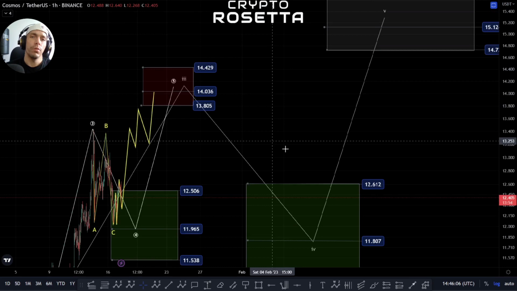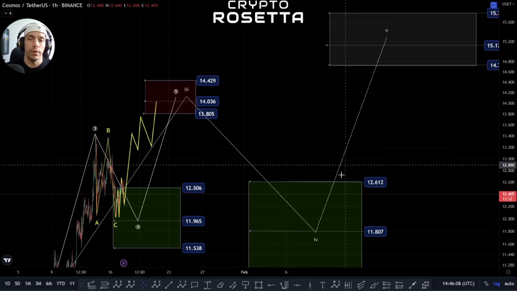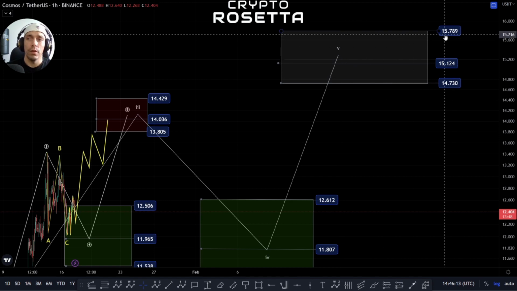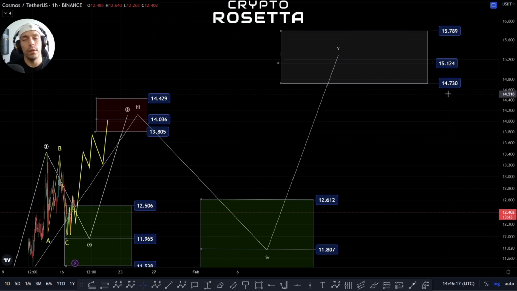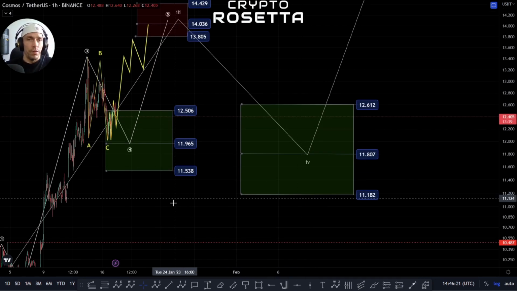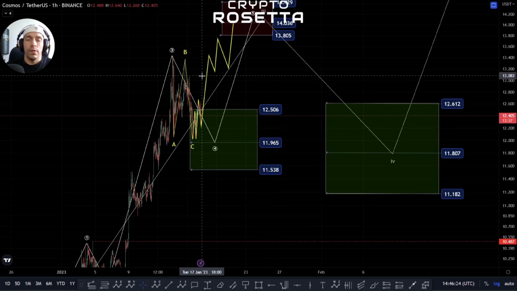Moving back into this zone would then actually indicate to me that we have further extension to the upside in this fifth wave, this gray fifth wave, and then that target zone would be this 15.789 to this 14.730.